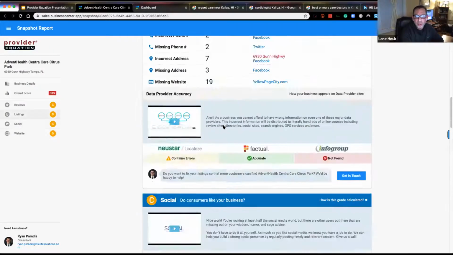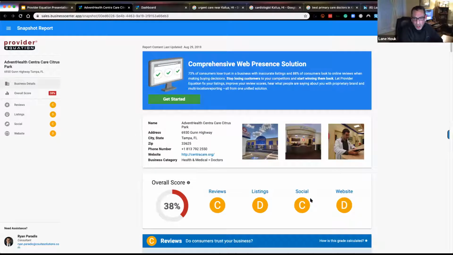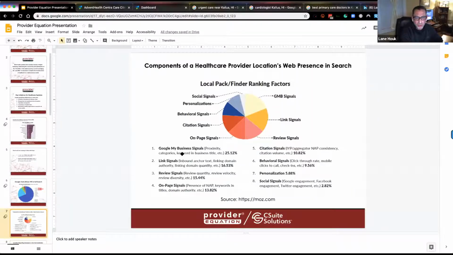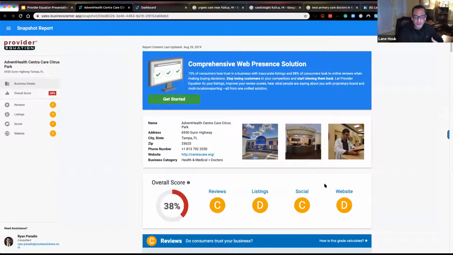And these different areas that we're grading and getting data on here, reviews, directory listings, social media, and website, come back directly related to link signals, on-page signals, review signals, citation signals. These signals are really all being graded directly here in this report.